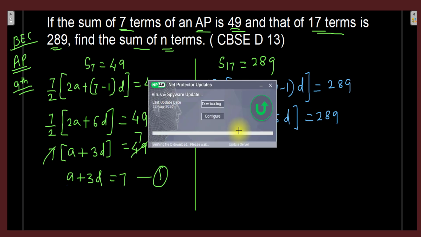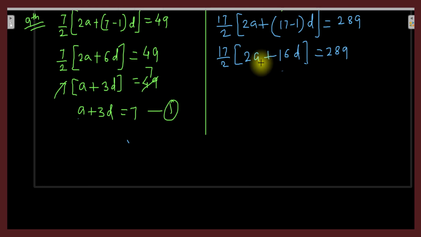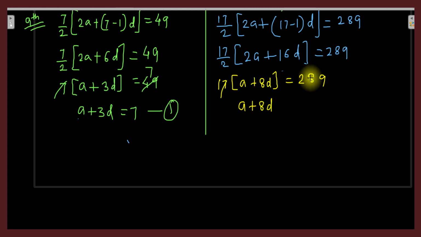Now here again 2 is the common factor, take out 2 as a common factor. After taking 2 as a common factor, that 2 and this 2 will get cancelled, and you will get 17 into bracket a plus 8d, which is equal to 289. Now if you take 17 to this side, it will go to the denominator, so it will be a plus 8d, 17 ones are 17 and 17 17s are 289, which is equal to 17. This is equation number 2.